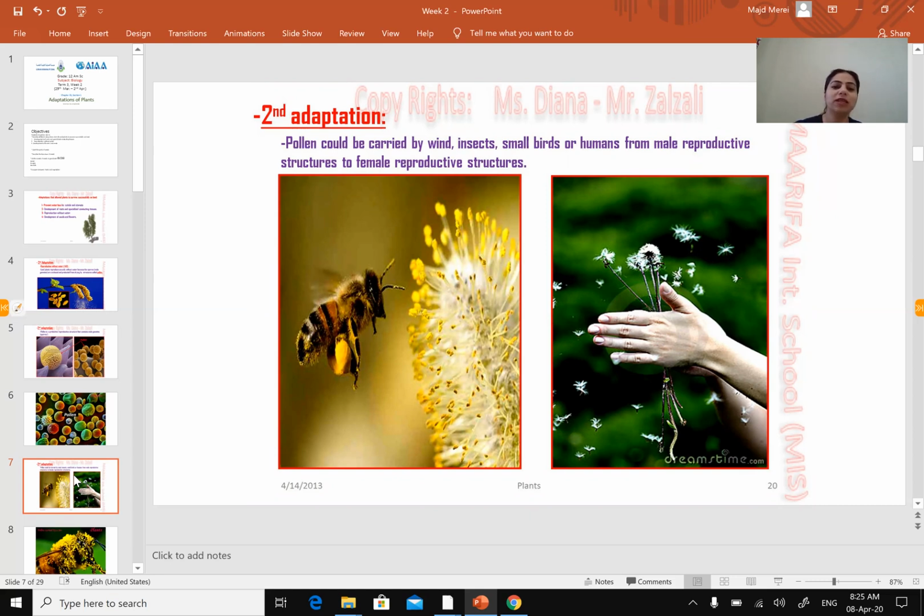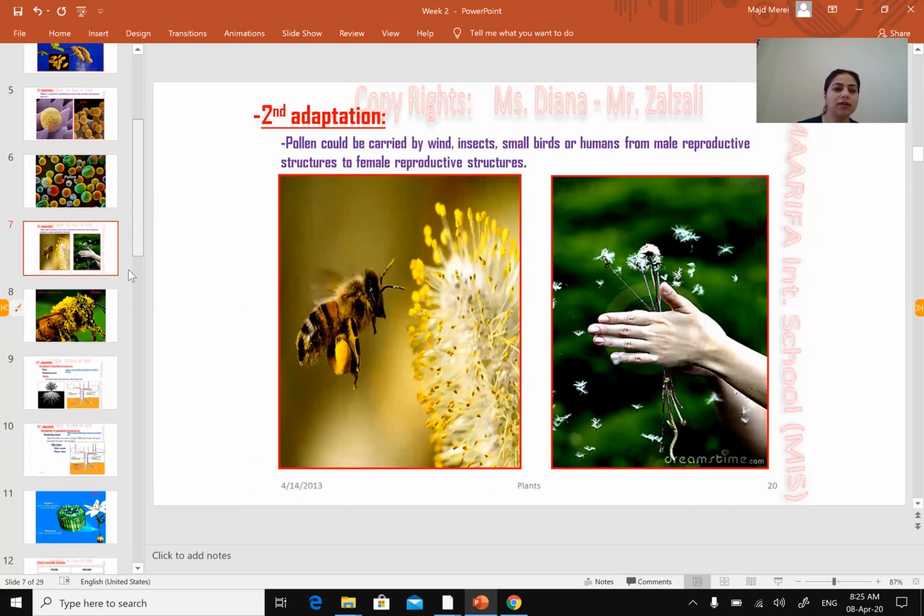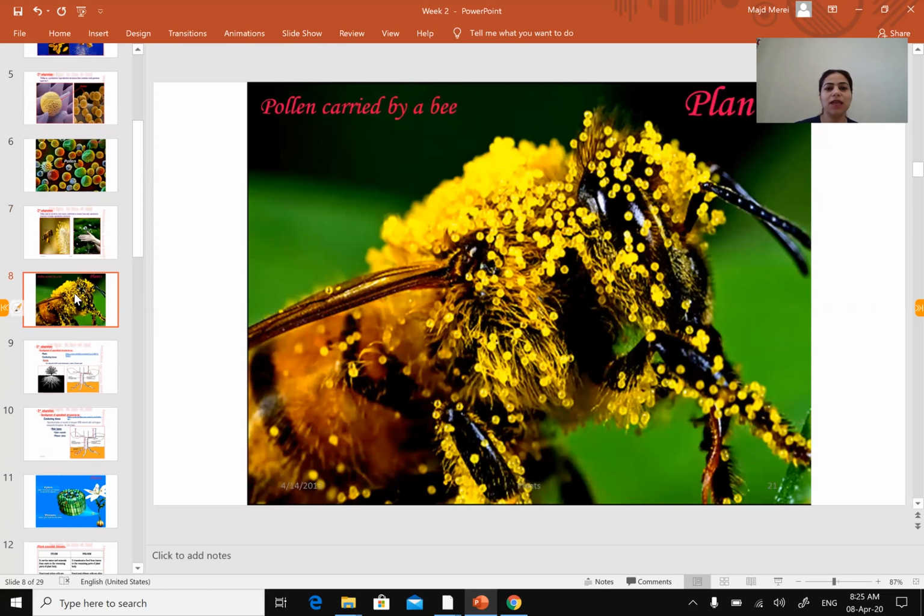Notice here, for example, this bee. The bee will take the nectar, and as a result, pollen is carried by the bee. Notice this diagram here: all of these yellow dots represent pollen. So this is simply the adaptation of reproduction without water. How? Because the sperm are protected by pollen.